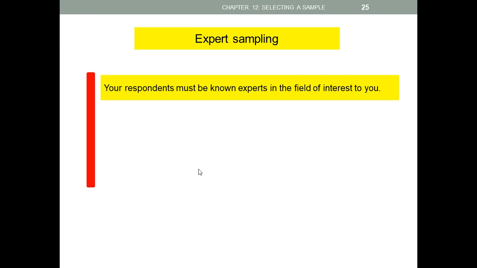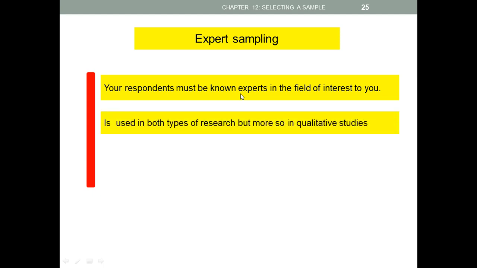But now, next we're gonna talk about expert sampling. So your respondents must be known experts in the field of interest to you. Known experts. People talk about him, or people talk about her. He is the expert. He is so good at doing this and doing that. So you decide to approach such an expert and collect the data from him or her. Expert sampling is used in both types of research, but it is more commonly used in qualitative studies.